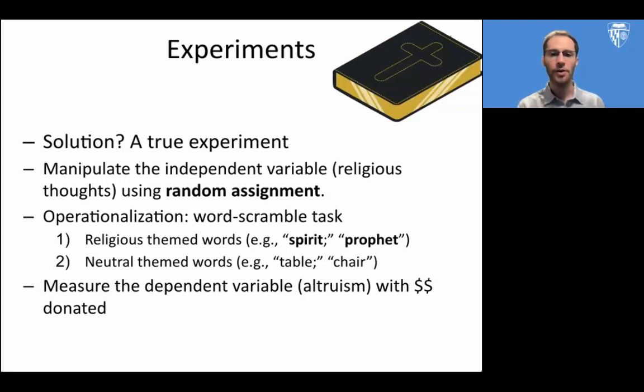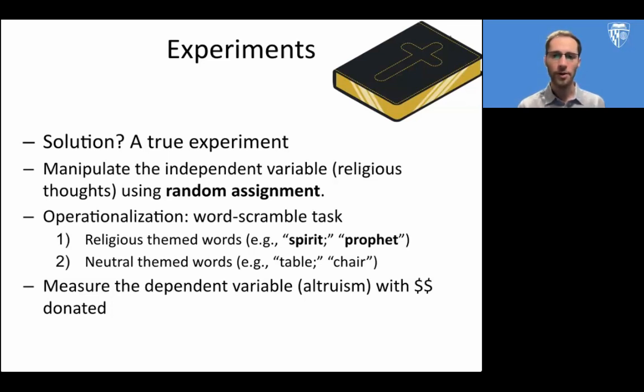And in this case, we first have to divide our variables into the independent and dependent variables. The independent variable in this experiment, and by the way, this is a real experiment that some researchers did, is religious thoughts, and we manipulate this variable with random assignment. The operationalization, or the method that was used for the independent variable, is a word scramble task.